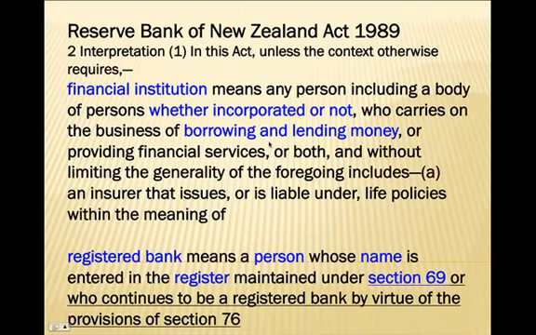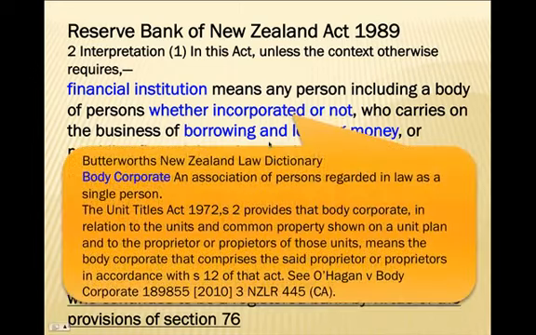Okay, we're going to look at section 69 in the next slide, but let's first have a look up here, because we've got a body corporate, a body of persons, whether incorporated or not, which when they're incorporated, is a body corporate. So out of Butterworth's Law Dictionary, body corporate: an association of persons regarded in law as a single person. Okay, we don't need to read any further, because that's telling us there the joinder between the living man and the trust that's set up for our benefit.